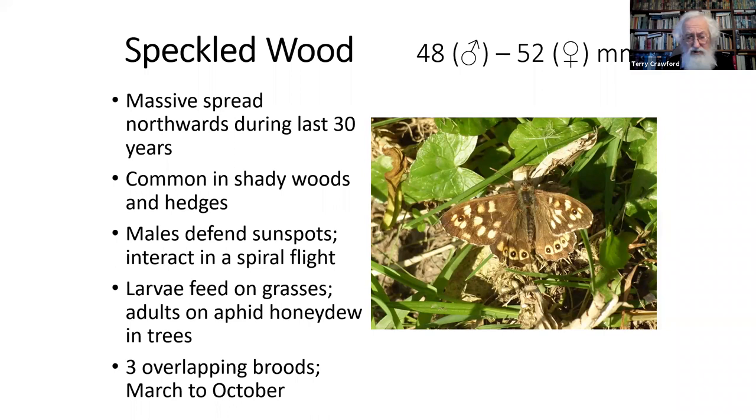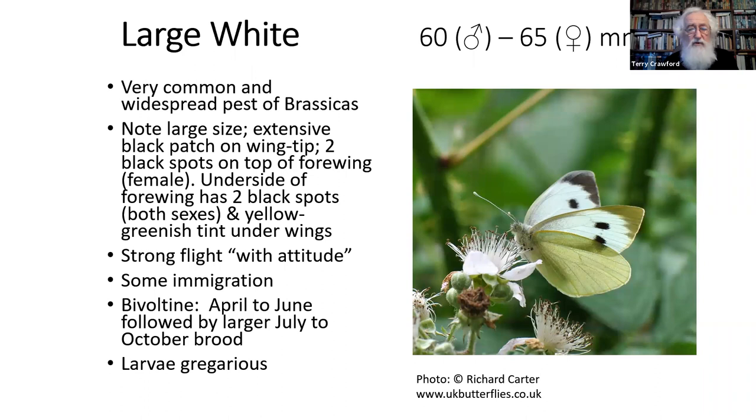Now, although, as I say, I'm going through in sequence of appearance rather than in family groups, in actual fact the different species in a family group often do emerge at similar times of year. So I'm going to deal now with three species of white: large white, small white, and green-veined white, all of which start to appear around about now.